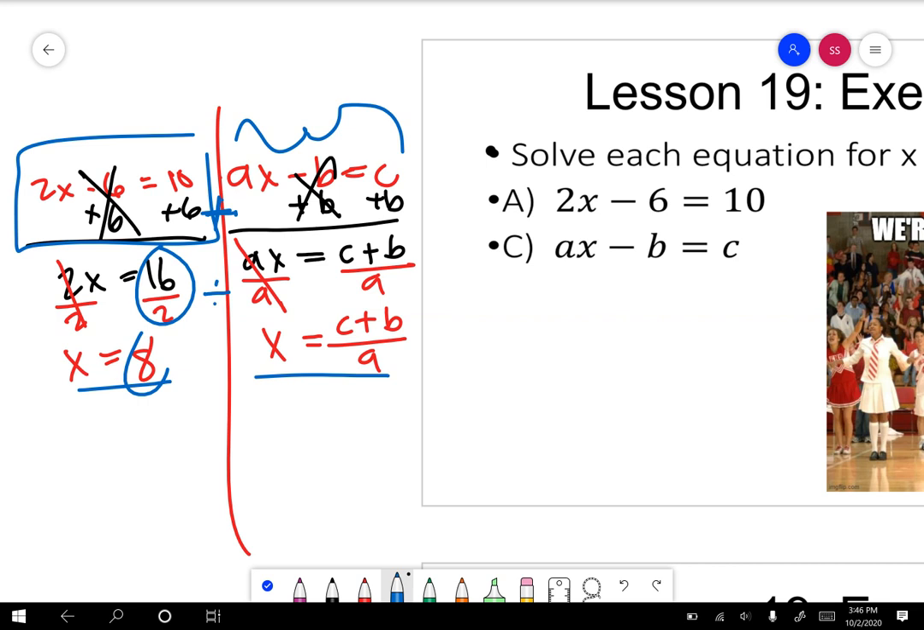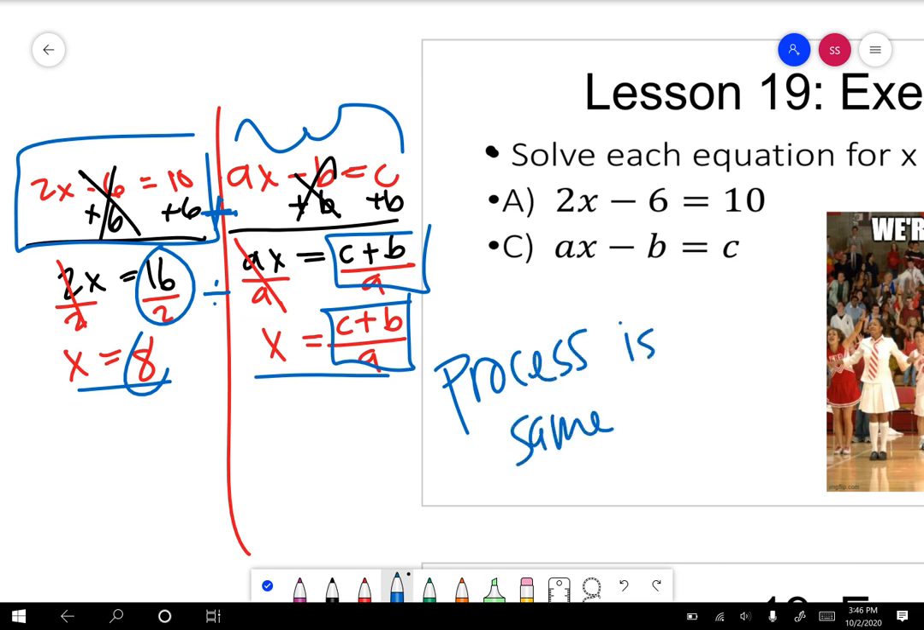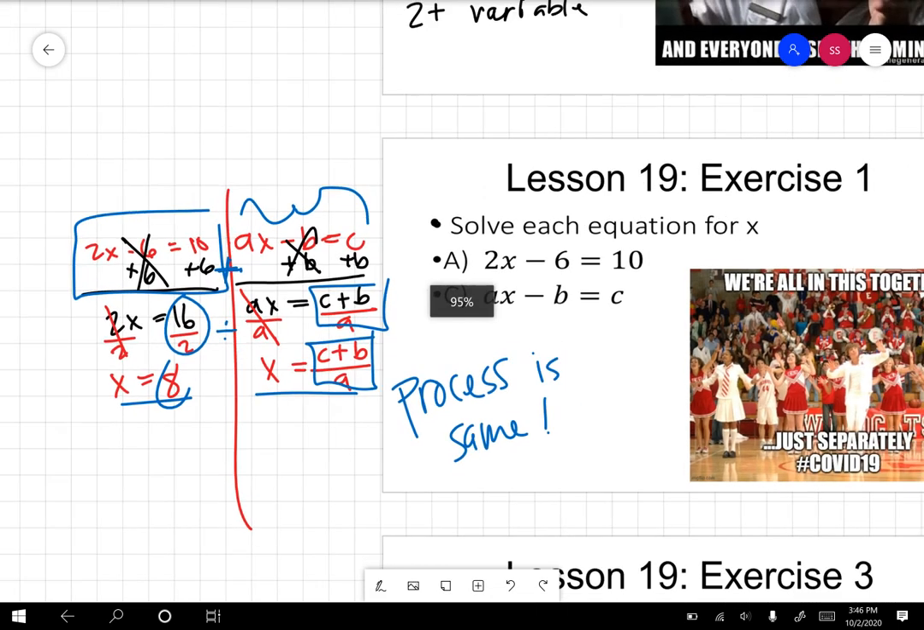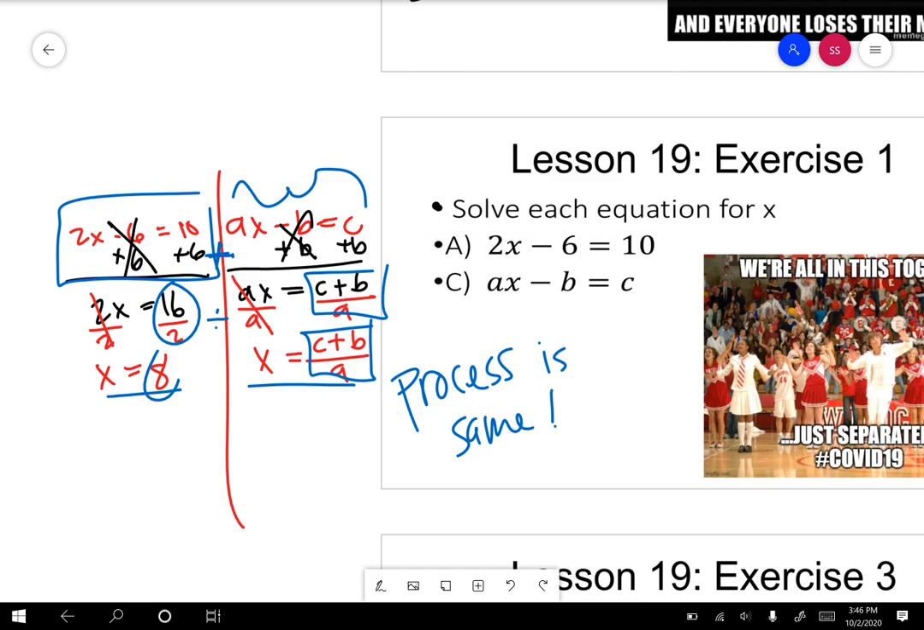We were still isolating for x, which means we still just basically had to move everything over to the other side. While it doesn't look as clean because we can't combine those since they're not the same variable, the process, again, was still the exact same. We added 6, we added b. We divided by 2, we divided by a, and that gave us x equals some quantity. Okay, so the process is the same. Whether there's one variable or multiple variables, it's the same. Okay, we're still isolating the one thing using inverse operations to do it.